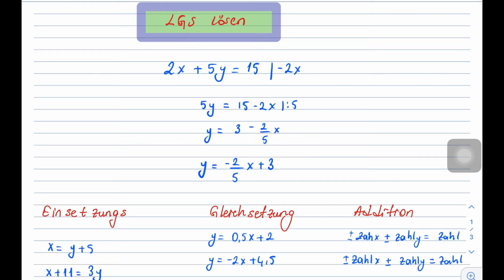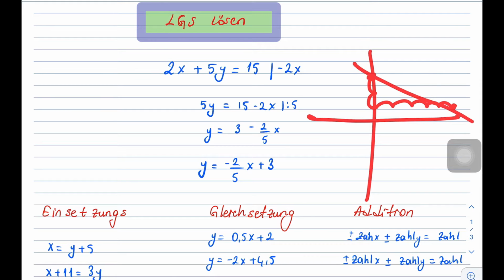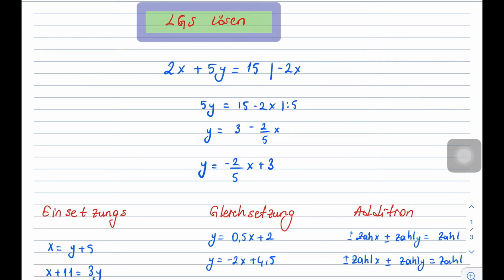How do you graph this? This positive 3 stands for the y-intercept, right? You find the 3 here and then 2 down, 1, 2, and then 5 right. And then you find the second point and then you graph it, basically. All right. What is another way to write this? Okay, let's say this is the first way of writing.